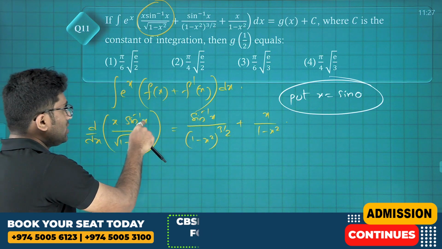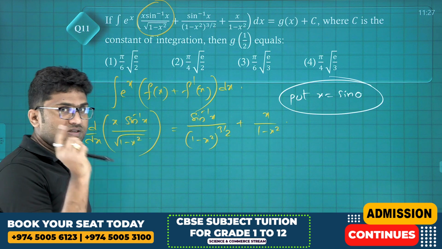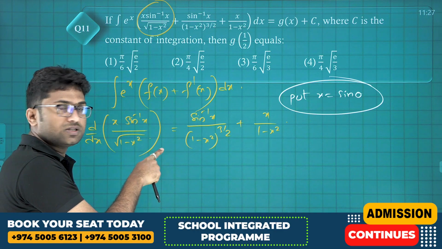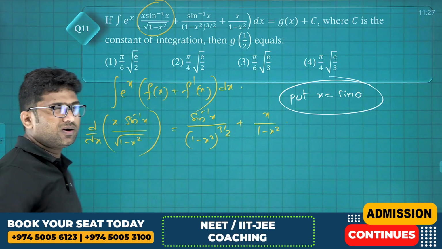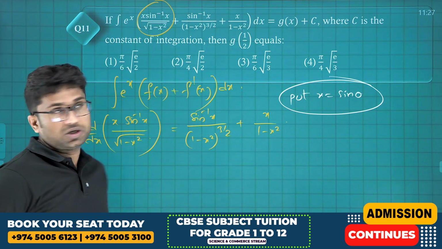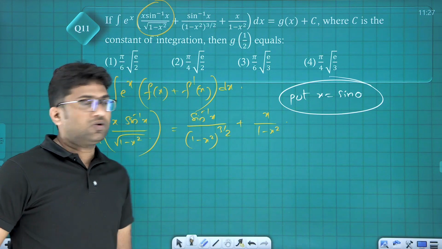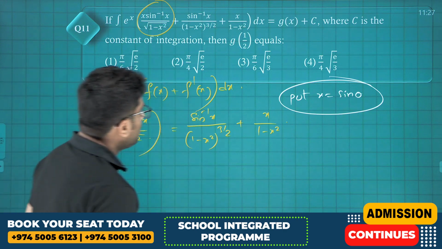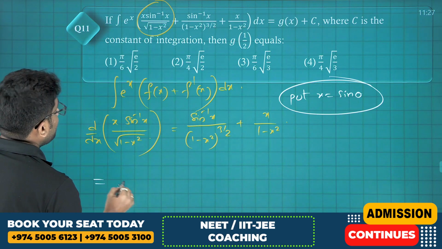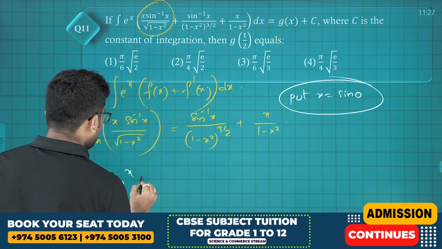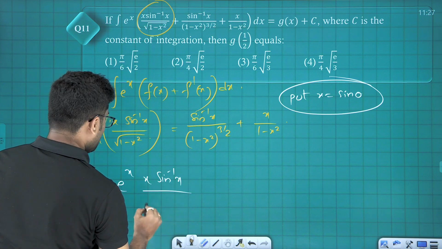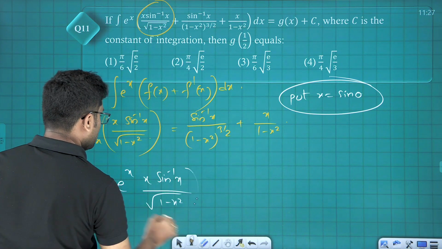Okay, if you put x equals to sine theta, sine inverse of sine theta is theta, theta into sine theta divided by root over 1 minus sine square theta, which is cos theta. Sine theta by cos theta is tan theta. So theta into tan theta, we can use product rule and do. Now simple. So now we can write the given function as e power x into f of x. What is f of x now? Sine inverse of x divided by root over 1 minus x square.